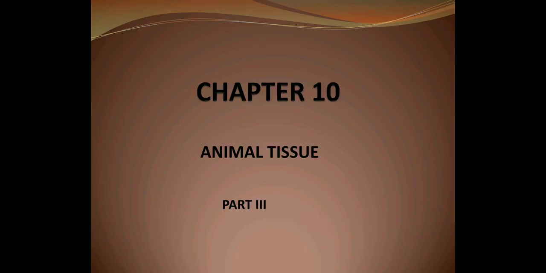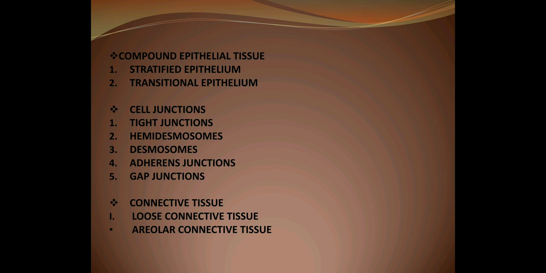Chapter 10, Animal Tissue. In the last lecture, we studied the details of compound epithelial tissue. In that, we studied stratified epithelium and transitional epithelium. Then we started the details of cell junctions. In that, we studied about tight junctions, hemidesmosomes, desmosomes, adherence junctions, and gap junctions.